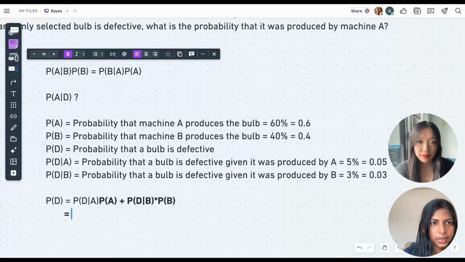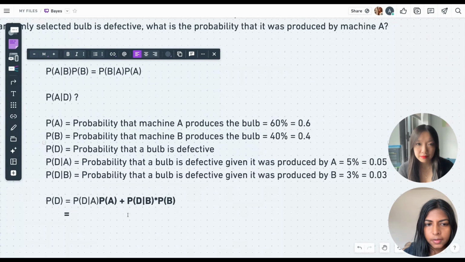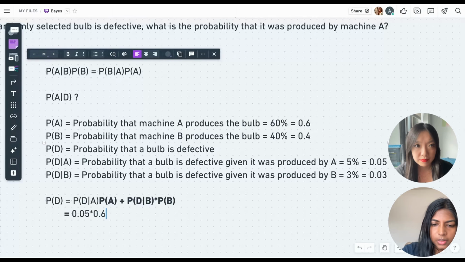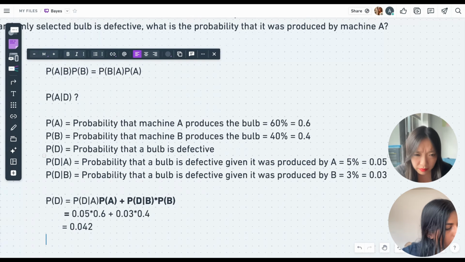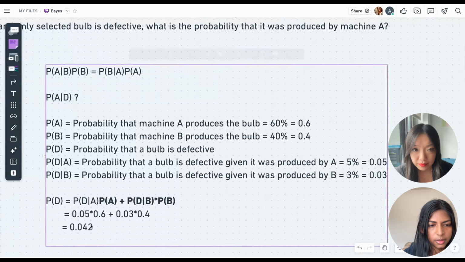And we already have all of these values, so I can just plug those in. So P(D|A) is 0.05 times P(A), which is 0.6, plus P(D|B), which is 0.03, times 0.4. I'll just use my calculator to calculate this. So this comes out to be 0.042. So now we have all of the values needed to calculate P(A|D). I'll just go ahead and do that.